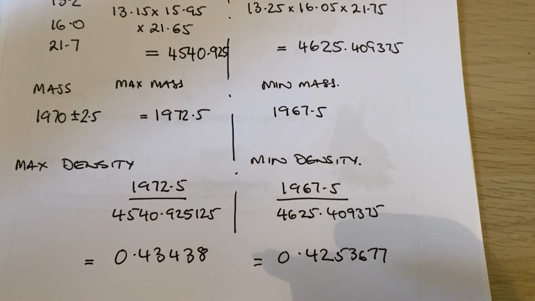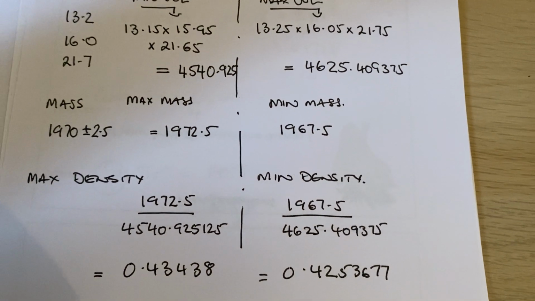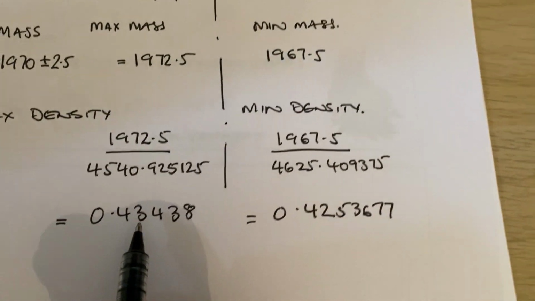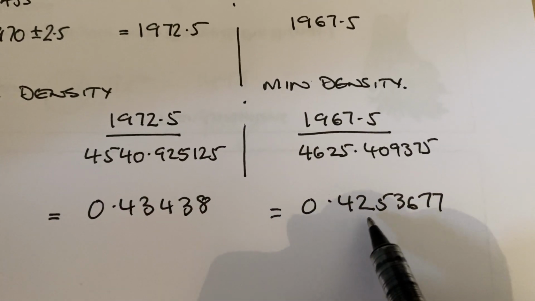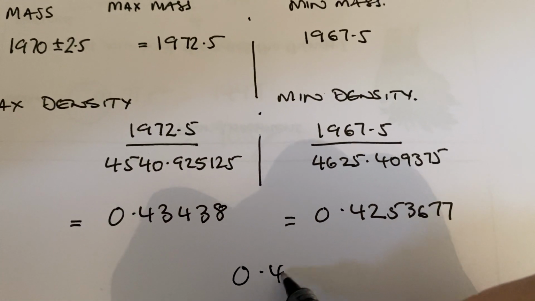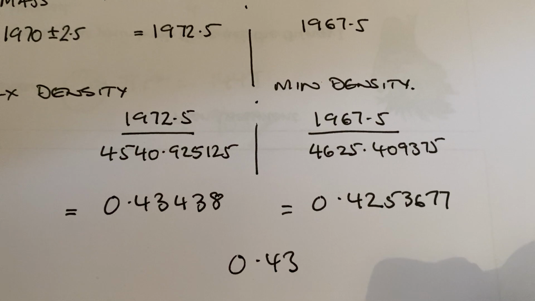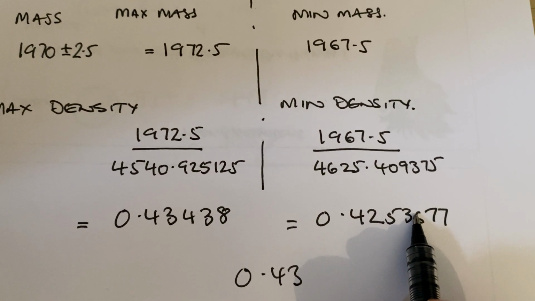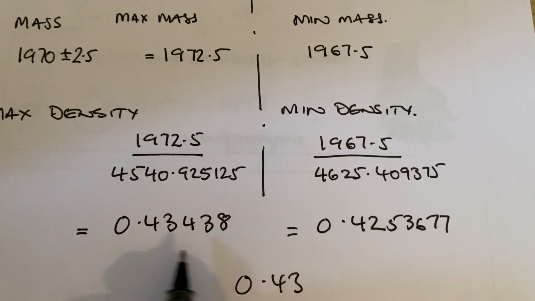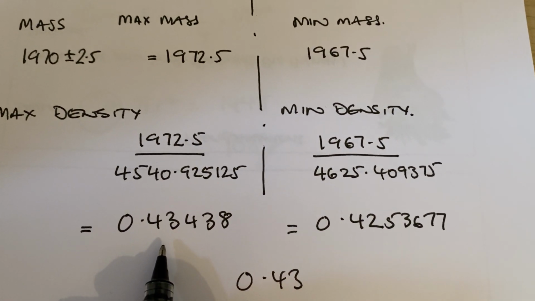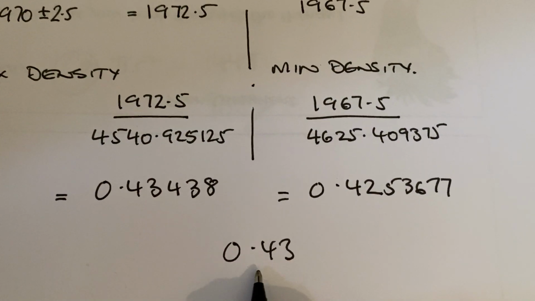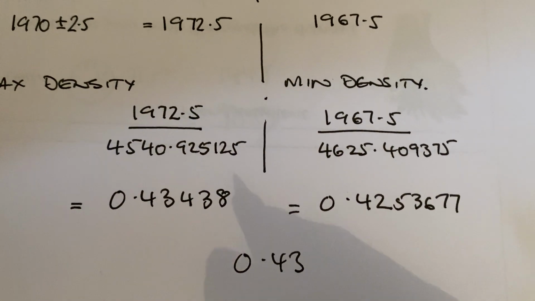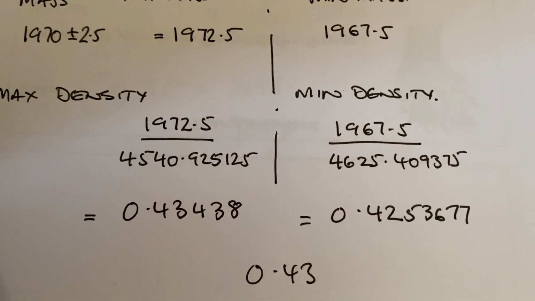Now they want to know, calculate what the density of the wood is to a suitable degree of accuracy. Now if I round this to 2 decimal places and round that to 2 decimal places, they both come out at 0.43. If I did that to 3 decimal places, it will be different. I could do it to 1, but I want to have the most suitable degree of accuracy, and the best one here is 0.43. So that is your answer. Quite complex really. That's the end. Hope you did well.